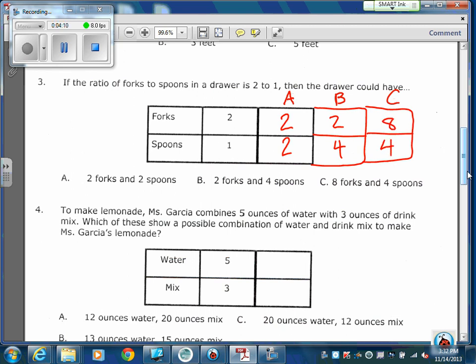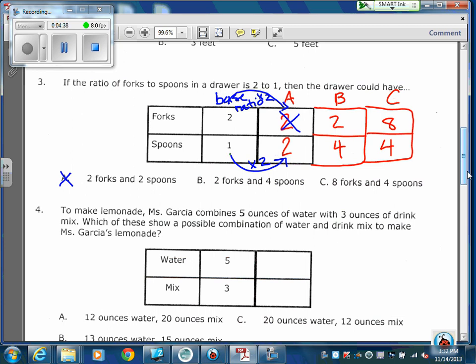Well, I need to prove or disprove each of these answer choices. So I'm going to start at my base, which is my base ratio here. And I'm going to find using a scale factor if these are true. Well, I know 1 times 2 gives me 2. For A to be true, it means 2 times 2 also has to be 2. Well, that we know is not true, which tells me that A is incorrect.